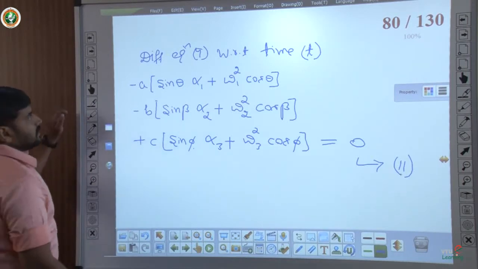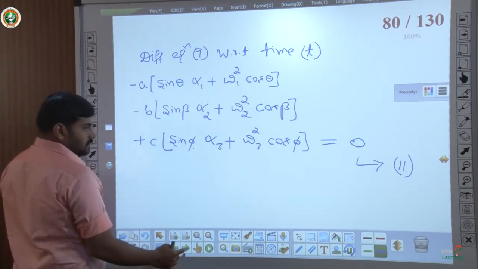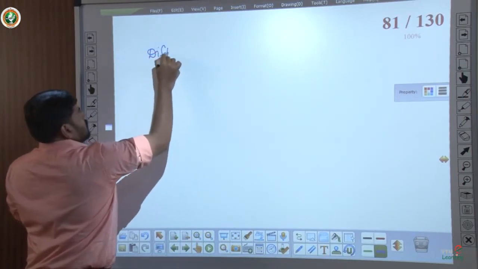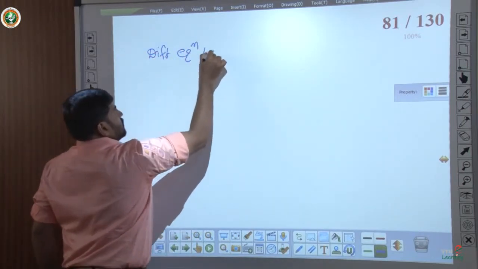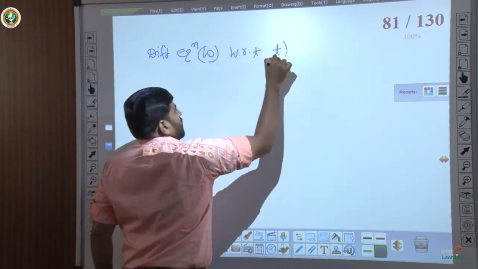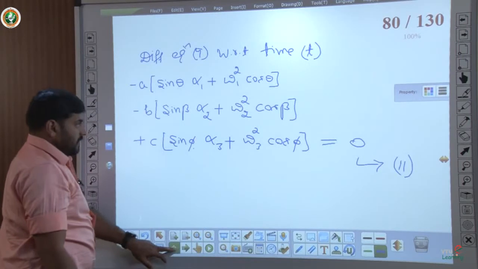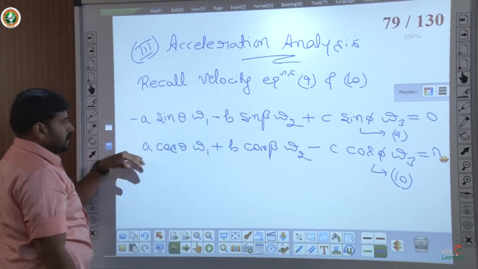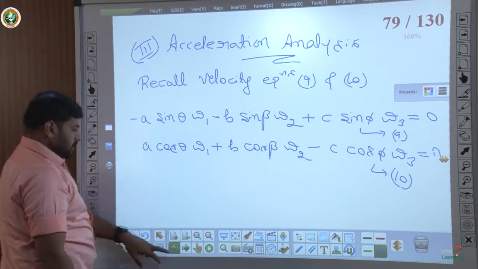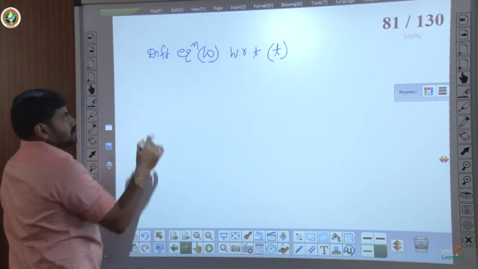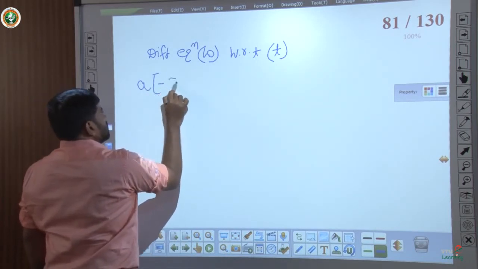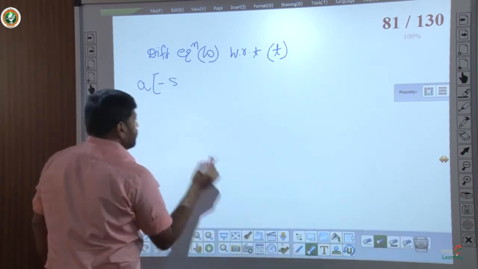Now similarly, differentiate equation 10 with respect to time. If I differentiate equation 10 with respect to time, again this is of the product rule, u into v, a omega 1 cos theta is what we have. So therefore I will get a times the differentiation of cos theta, which is minus sin theta. Let me use it as the second term.